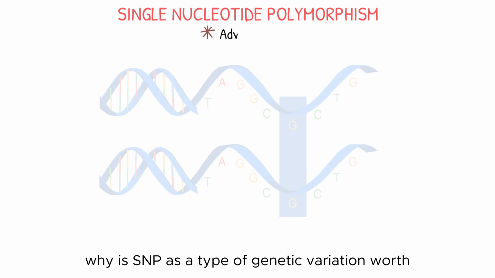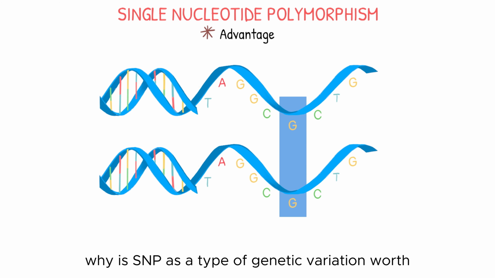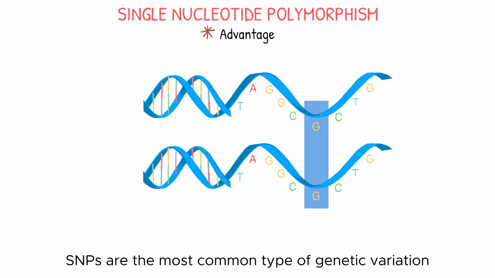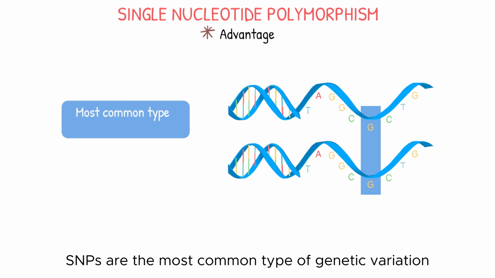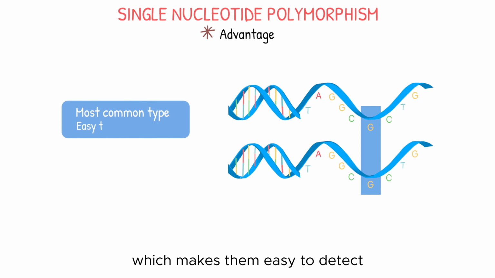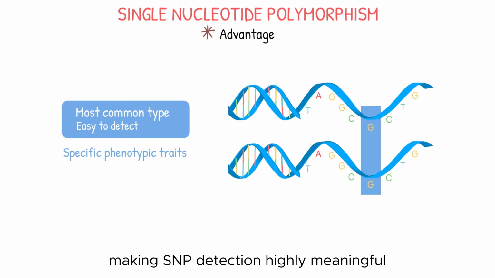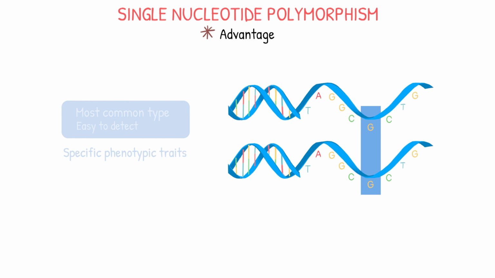Why is SNP as a type of genetic variation worth specifically detecting? This is because SNPs are the most common type of genetic variation, which makes them easy to detect, identify, and track. Additionally, many SNPs are associated with specific phenotypic traits, making SNP detection highly meaningful.